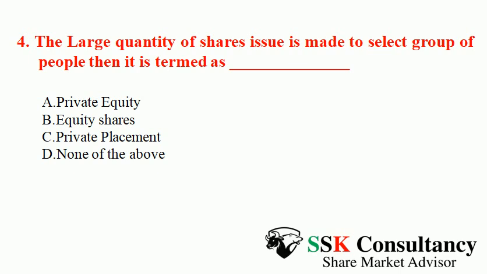Fourth question. The large quantity of shares issue is made to select group of people, then it is termed as A. Private equity. B. Equity shares. C. Private placement. D. None of the above. The answer is C. Private placement.